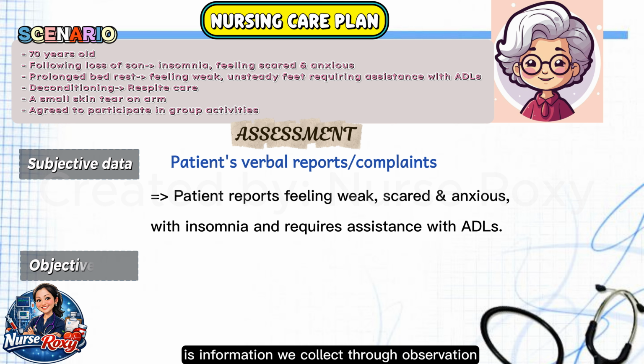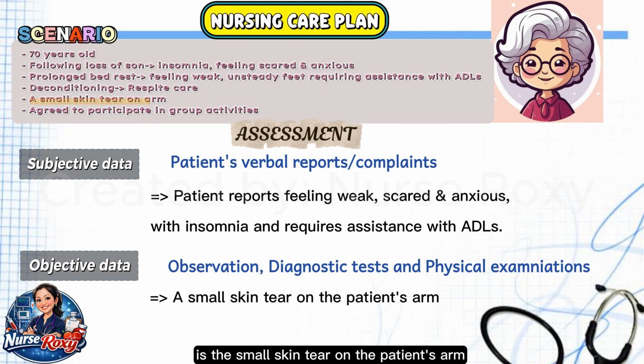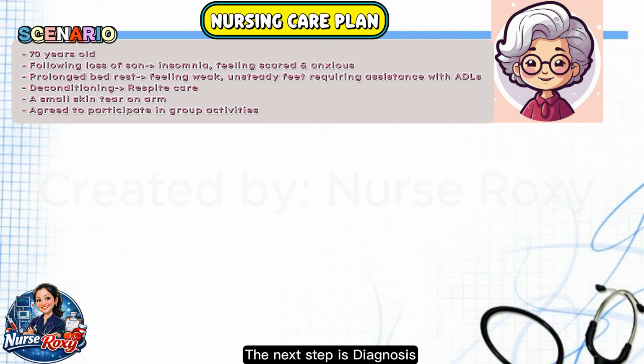Objective data is information we collect through observation, diagnostic tests, and physical examination. This can include things like vital signs, head-to-toe assessments, focused physical examinations, and lab or radiology results. In this scenario, the objective data is the small skin tear on the patient's arm that the nurse noticed during her assessment. The next step is diagnosis.